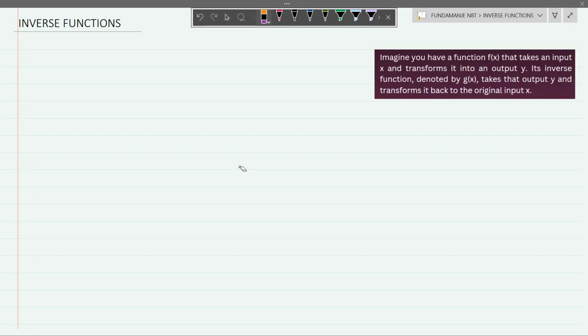Hi, in this video I want to talk about inverse functions. Now, an inverse function is a function that is reflected about the line y is equal to x.